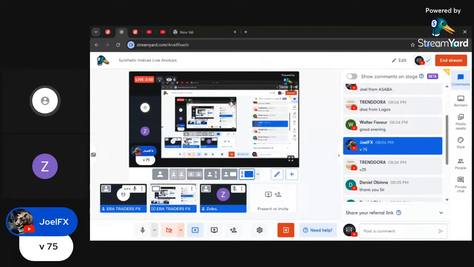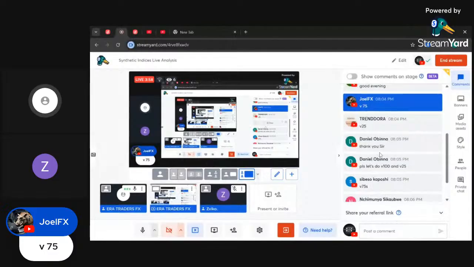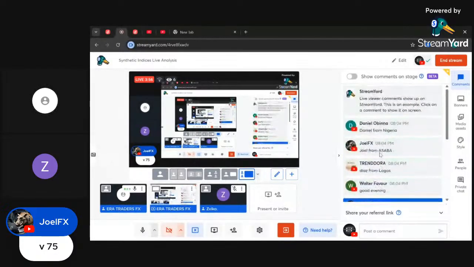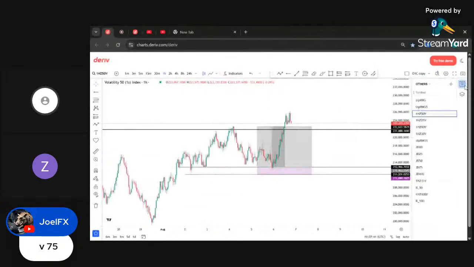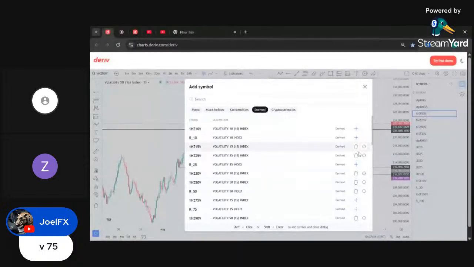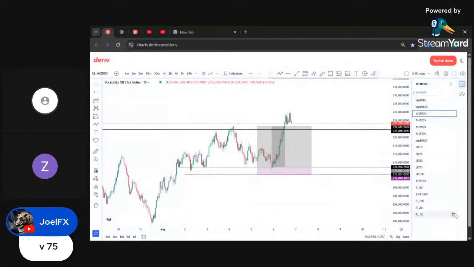V75 is the first one. Remember the last time we did V75, we are in profit basically from that analysis. So let's go, we're doing V75. Let me just add all the pairs here to affect my original.